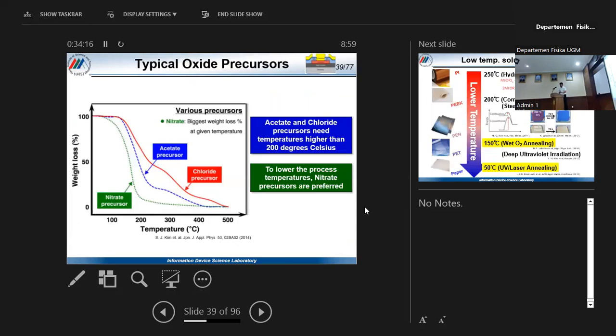For developing solution process channel semiconductors or oxide semiconductors, the type of precursor is very important. For example, before, they used chloride precursors. But as you can see here, this is a TG-DTA, only TG measurement. You can see here the weight loss occurs at around 350 degrees Celsius. So you need very high temperatures in order to remove the unwanted impurities. But if you use nitrate precursors, the temperature needed is only around 200 degrees Celsius.